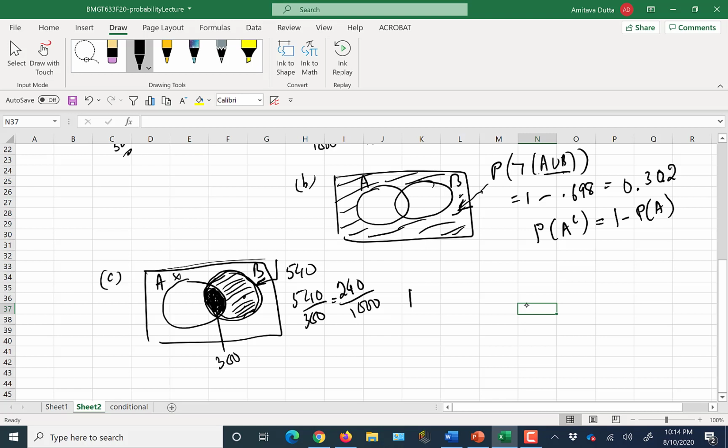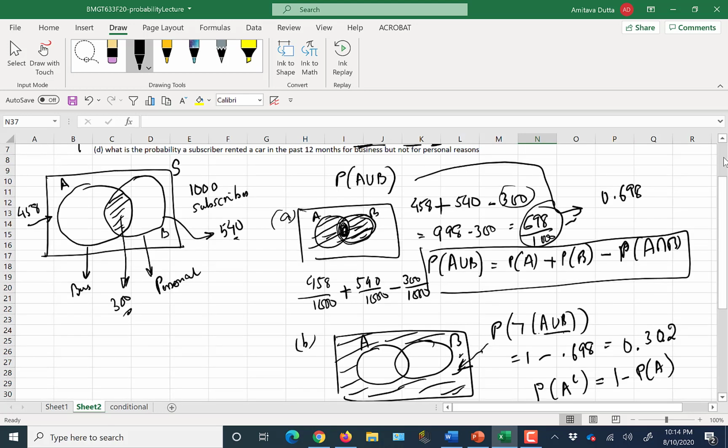So the probability of B minus A. B is subscribers who rented a car for personal reasons, and A is subscribers who rented a car for business reasons. So B minus A is the shaded portion that I want. This is simply equal to the probability of B minus the probability of B intersection A. Okay, so I think you can do part D on your own now.